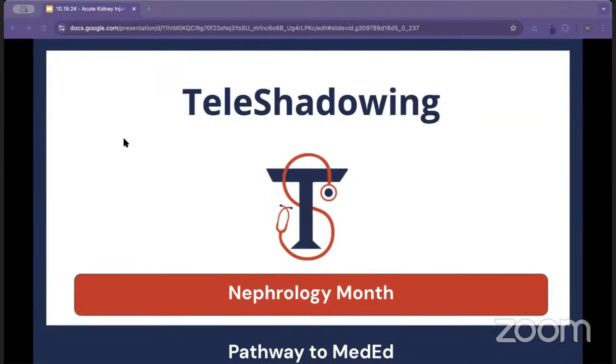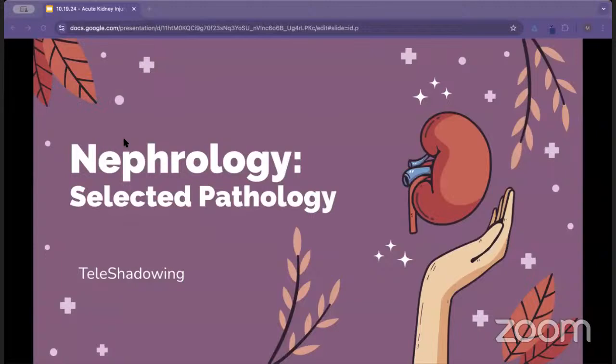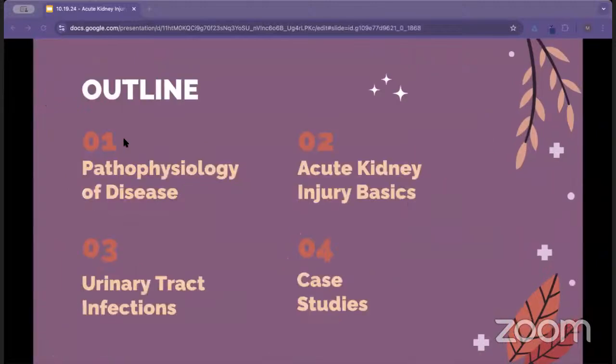We're actually going to be continuing our Nephrology Month and Pathway to Med Ed series. So we're going to be learning today about two specific diseases: acute kidney injury, sometimes referred to as acute renal failure, and also UTIs, or urinary tract infections. You may know of someone, or you may have had a UTI.